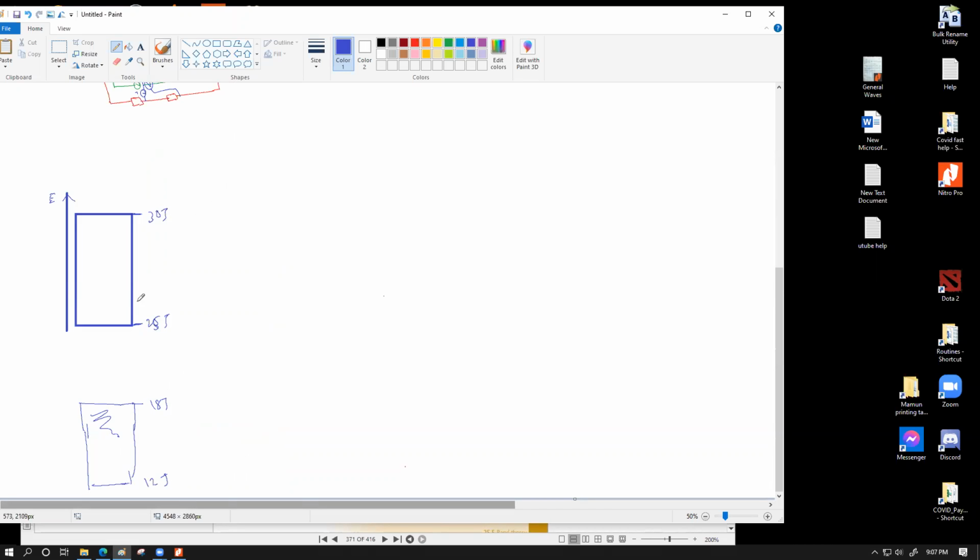So what I'm trying to show you is that any electron which has an individual energy value within this range will belong to shell number 2. Any electron which has an energy between 25 joule to 30 joule will belong to shell number 3. But no electron can have an energy between 18 and 25. Okay, sir. Sir, why is it a rectangle and not just a line?